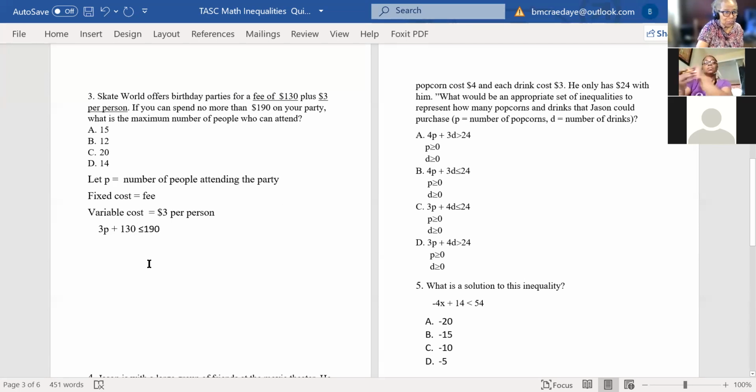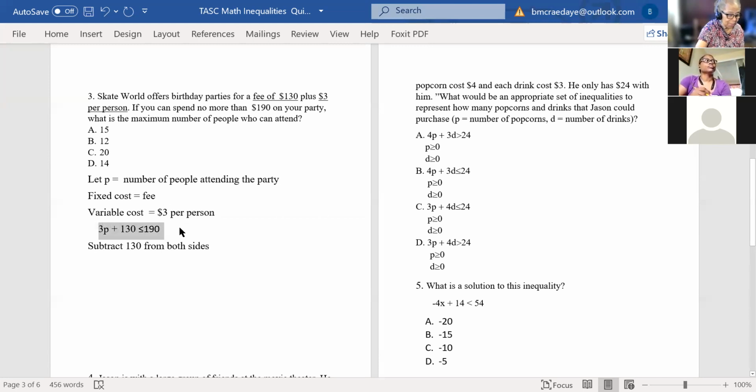What do we do first? One moment. Okay, we add. Do we? No, we subtract. That's it, because you have an add, so you subtract. So what are you going to subtract? 130 on both sides. That's it. Excellent. Subtract 130 from both sides.